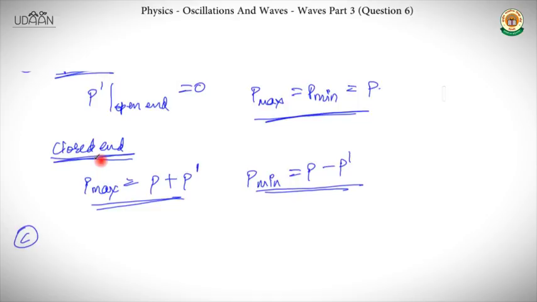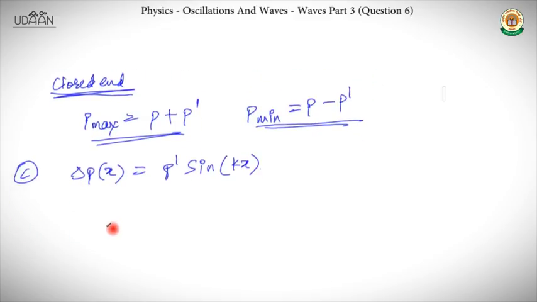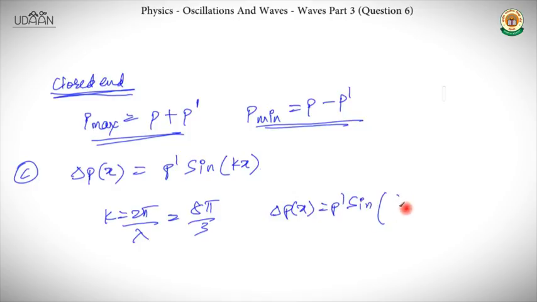Exactly. Then moving on to the C bit, we have seen that in a stationary wave, pressure varies sinusoidally. The variation of pressure varies sinusoidally. So it can be written as delta P as a function of x, which can be assumed as P dash, the maximum pressure variation, into sine of kx. K can be found out from the lambda. We know lambda from the length. So K is 2 pi by lambda. We get it as 8 pi by 3L. So your function delta P of x turns out to be P dash sine of 8 pi by 3L x.